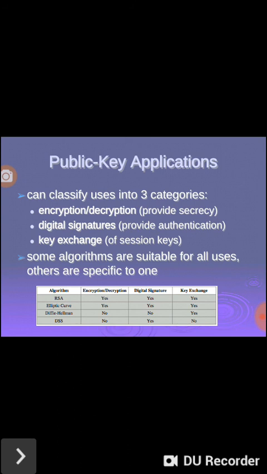Now the first algorithm is RSA. RSA is used for encryption and decryption. Also it is used for the digital signature and for the key exchange. The elliptic curve is also used for encryption, decryption, digital signature and key exchange. Now the third algorithm, Diffie-Hellman. This algorithm is not used for encryption and decryption, not for digital signature, and this algorithm is used for only key exchange.